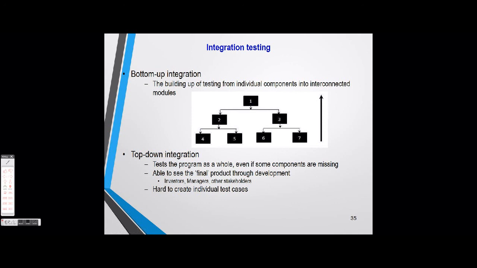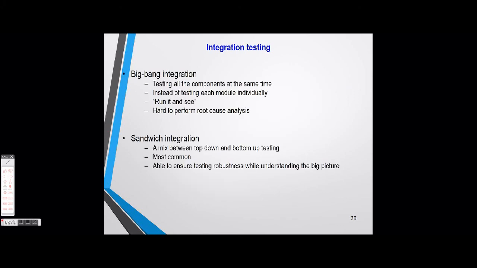So that works well, but it doesn't work so well if you don't have all your components. And that's where top-down integration comes into play. This allows you to test your program as a whole, even if some of the components are missing. If you're pitching to investors, you might not be able to show them a fully 100% feature-filled final model, but if you do some integration top-down testing, you should be able to see an idea of what the final product works like, which is great for, say, pitching to managers, investors, whatnot.